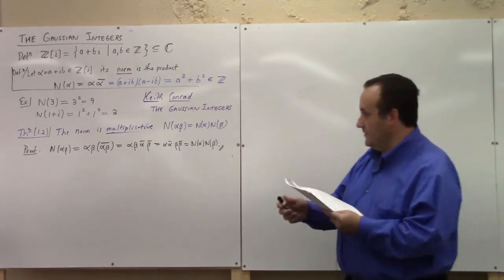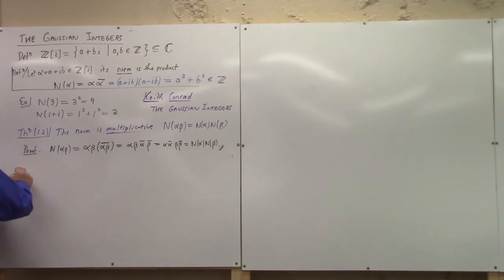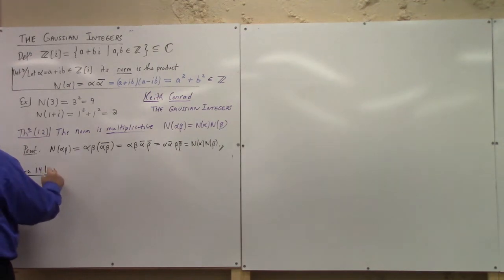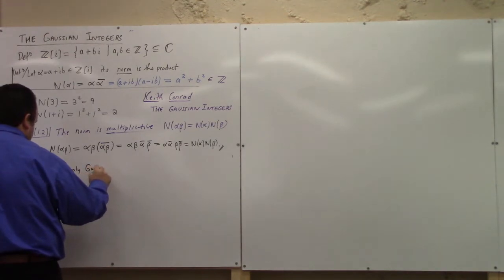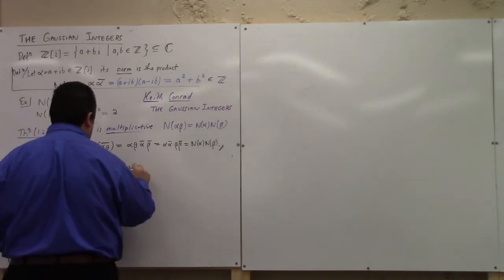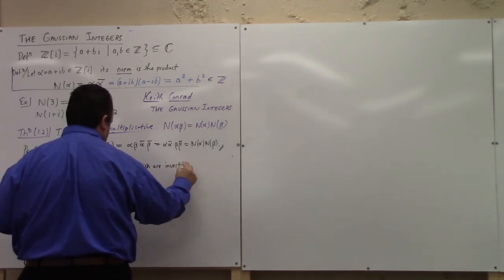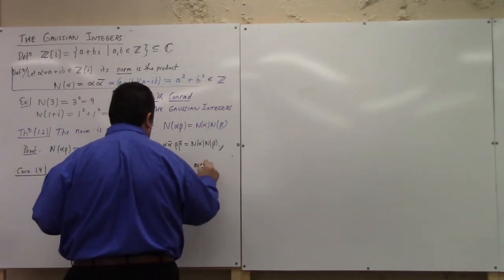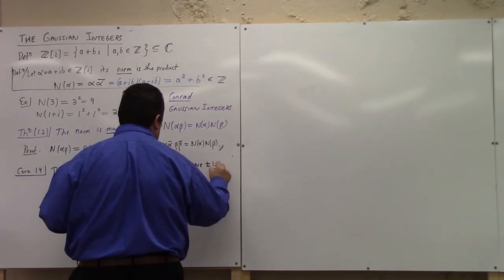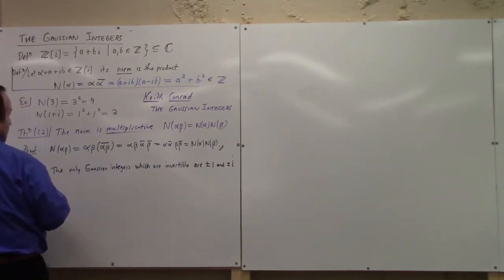All right, so corollary (1.4). The only Gaussian integers which are invertible are plus or minus 1 and plus or minus i.